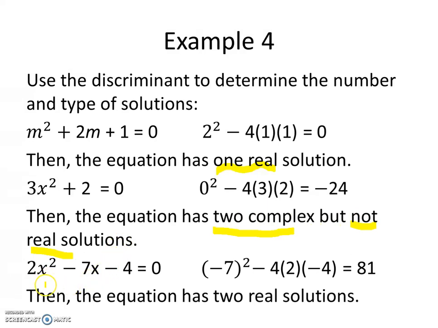Lastly, we have 2x squared minus 7x minus 4 equals 0. Looking at the discriminant, we have negative 7 squared minus 4 times 2 times negative 4, and we get a positive 81. Since the discriminant is positive, it has 2 real solutions.